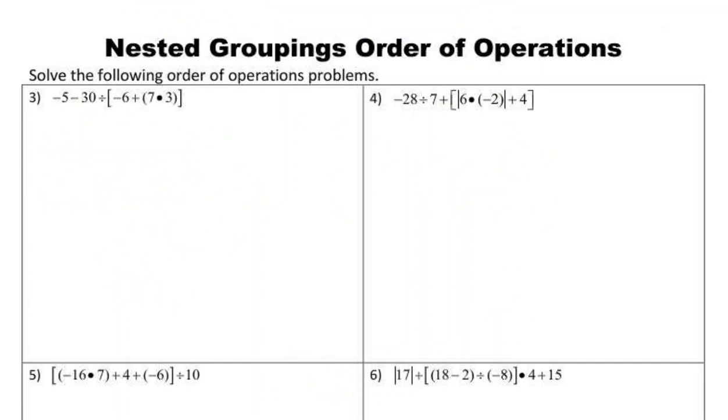All right, let's look at the next page. So I want you to try 3 and 4 on your own. Be careful with number 4 because it has that absolute value. And when you're ready, unpause so that you can check your work.